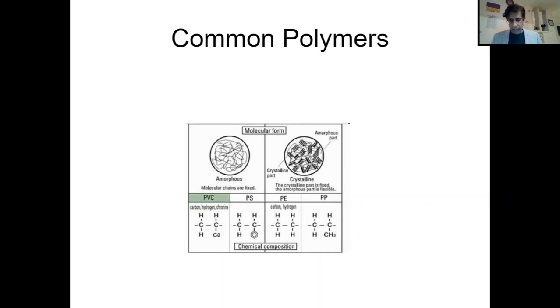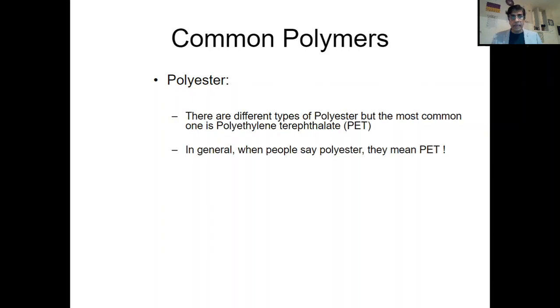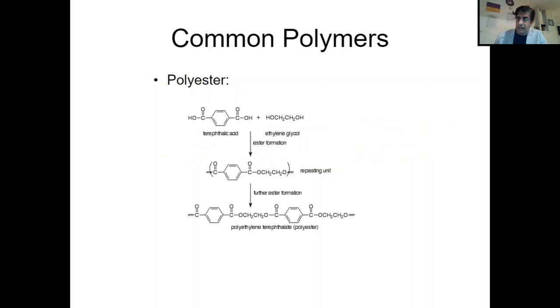Okay, and next is polyester. We have discussed this in the class. It's produced by chain growth condensation polymerization of a dicarboxylic acid or dianhydride with a dialcohol. Okay, and the most important is polyethylene terephthalate. So whenever people say polyester, they mean PET. This is the reaction we have done several times in the class and in the lab, so you just remember this one. In polyester we can change this benzene ring to any other aromatic ring.